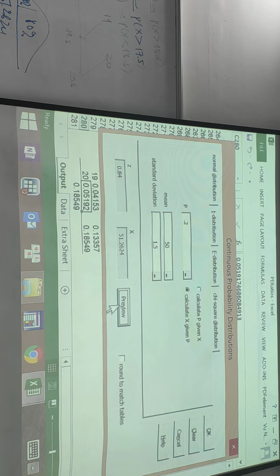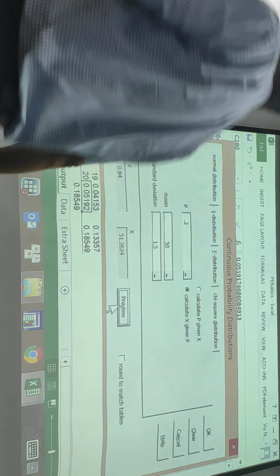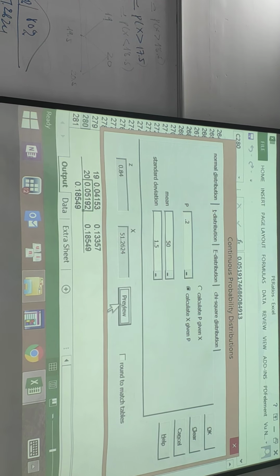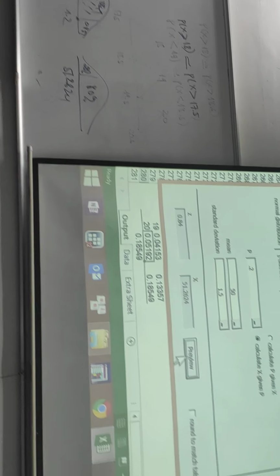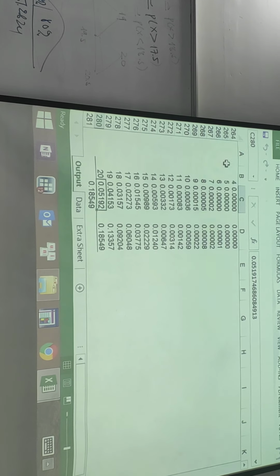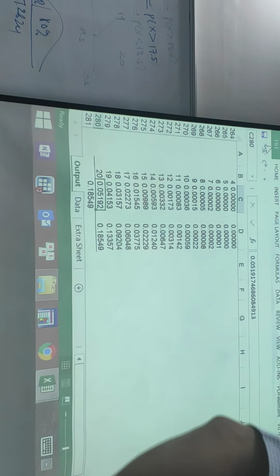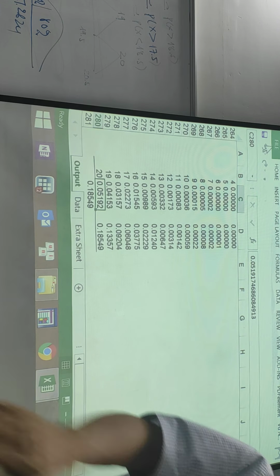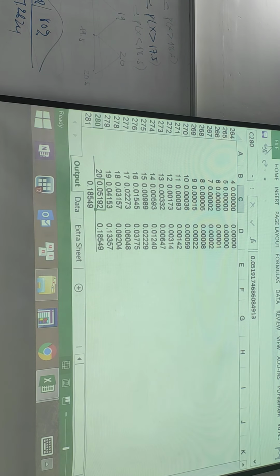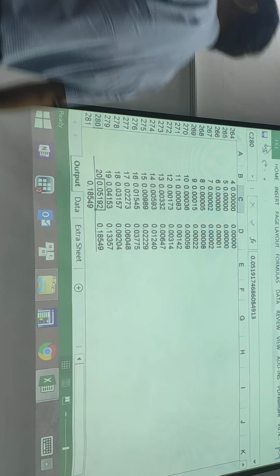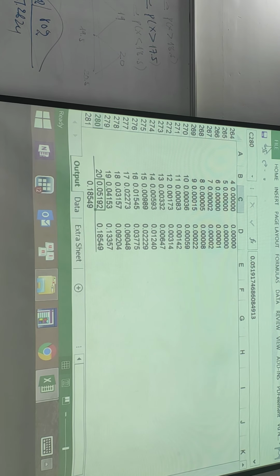Now we have worked with the continuous distribution. All of the tutorials don't have it for the exponential and the uniform. Uniform is quite simple. The exponential we can also apply Excel to do it. Most of the time we work with the normal distribution. Any questions?